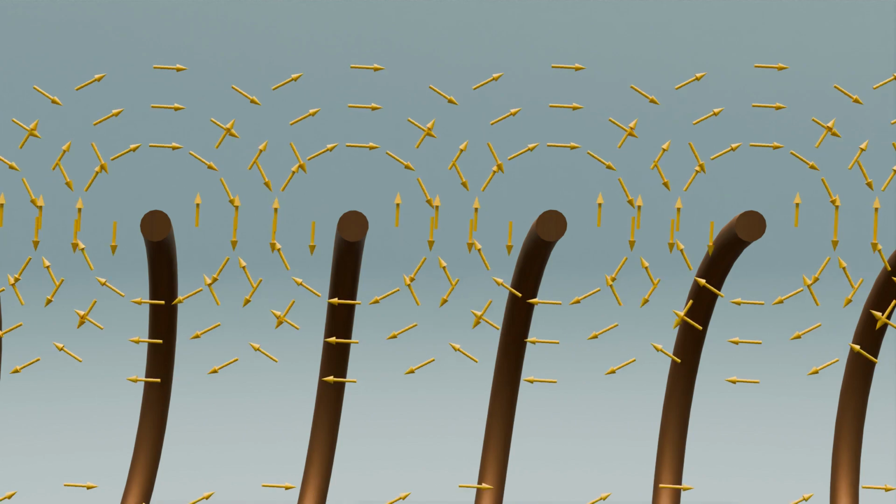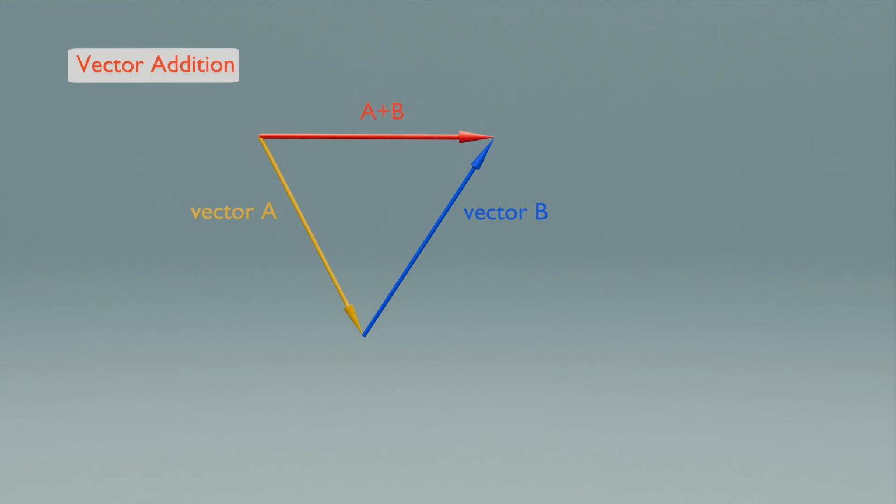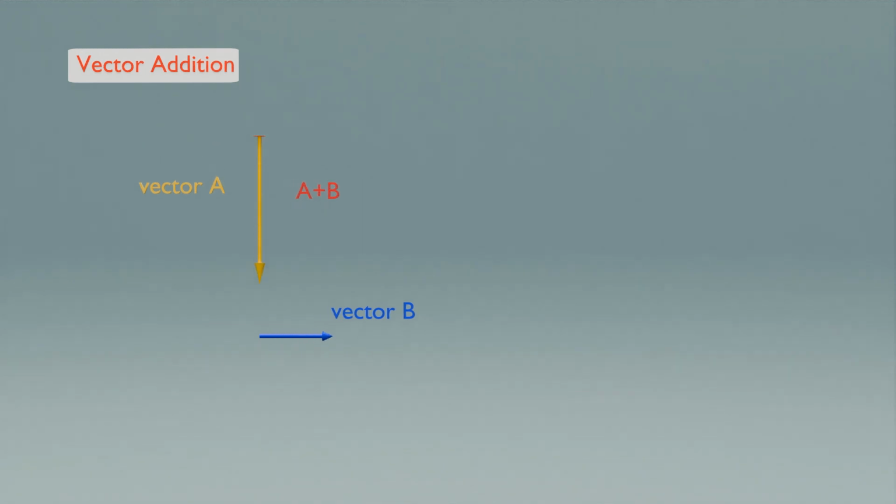We'll see the magnetic fields from individual turns of the conductor combined using vector addition. Vector A points in a direction that is 45 degrees below the horizontal. Vector B points in a direction that is 45 degrees above the horizontal. When we add these two vectors together, we get a resultant vector, which we will call vector A plus B. Notice that the directions of the vectors and their angles determine the direction and magnitude of the resultant vector.